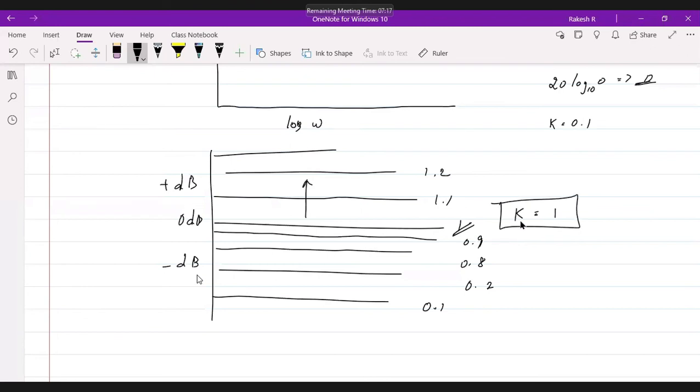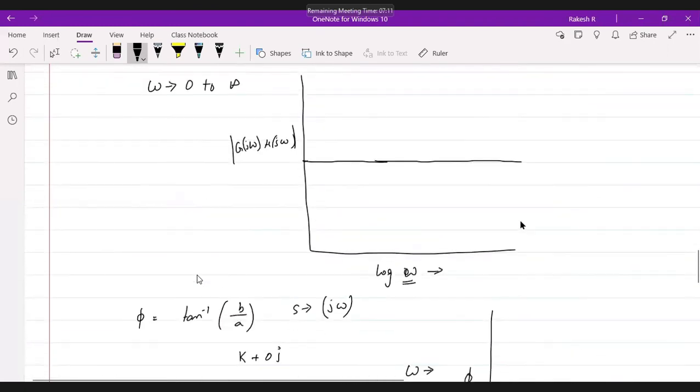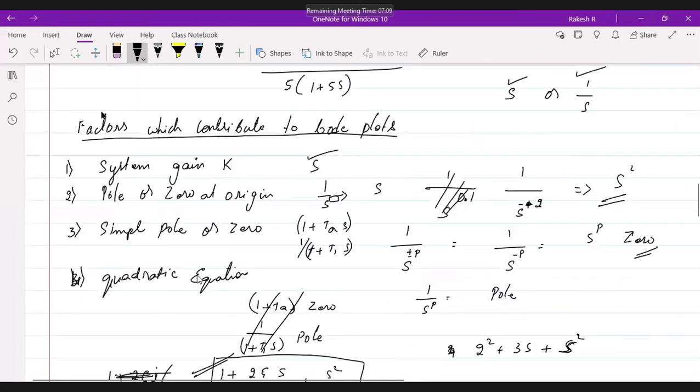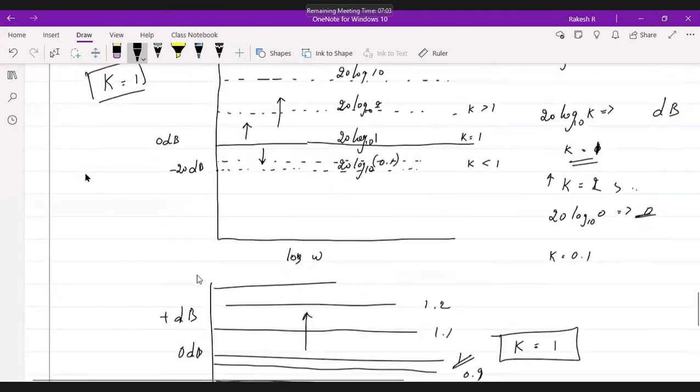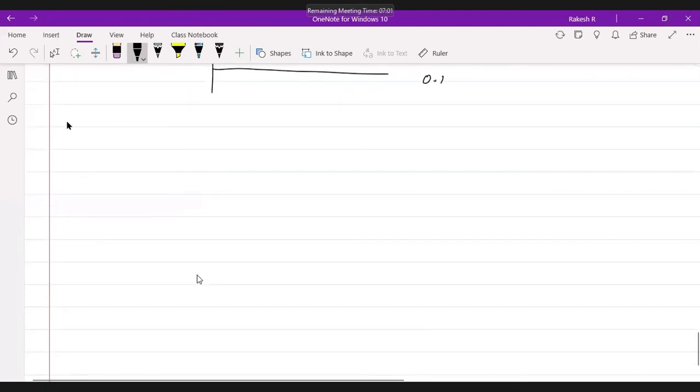I have only 7 minutes left. I think we shall go with another factor. The second factor is pole or zero at origin. That is factor 2, pole or zero at origin.